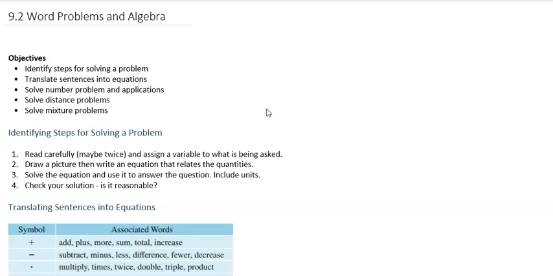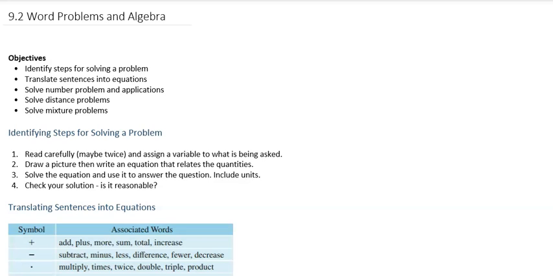It really helps you. Then solve the equation and use it to answer the question, include the units in the answer, and then check. Take a look. You might not need to plug it all the way back in. Sometimes you can see that your answer really just doesn't make sense. So take the time to look and see if your answer makes sense in the problem.